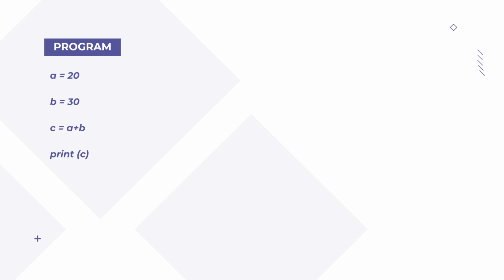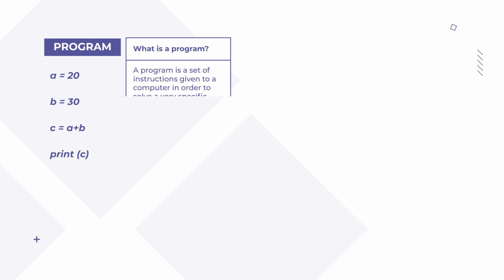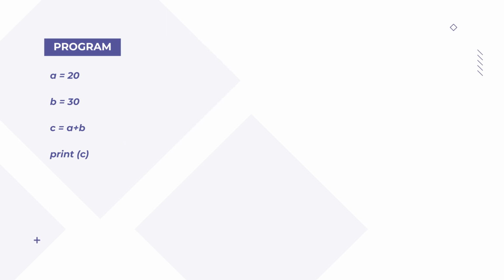But first we need to discuss what a program is. A program is a set of instructions. But these instructions are only for computers, not for human beings. And when the computer follows all these instructions, it will solve a problem. So the problem is to add two numbers. Before discussing each and every instruction, we need to understand a few things.